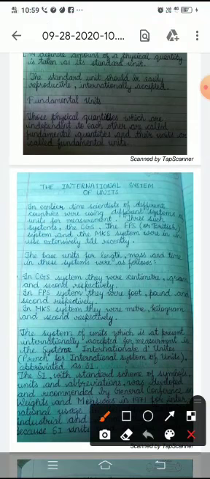Now we will study the fundamental units. Fundamental units are those physical quantities which are independent of each other, meaning they are not dependent on each other, and these quantities are fundamental units. Now we will discuss the International System of Units.